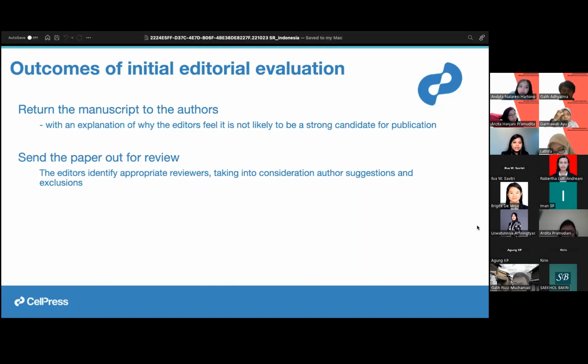Okay, so I talked about this initial discussion that we have within the team and whether to send a paper out for review or not. Again, there are two outcomes here. Either we decide we're not going to review it, in which case we'll send you the paper back, but we'll explain to you why we think it's not a good fit for the journal. The other option, of course, is that we decide to send it out for review. And at that point, as the handling editor, I will find the right reviewers for the paper. I'll keep in mind your suggestions. And I'll also keep in mind the people that you've asked to be excluded for conflicts. Next slide, please.